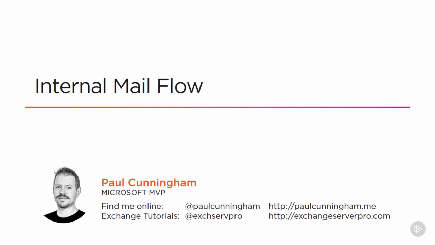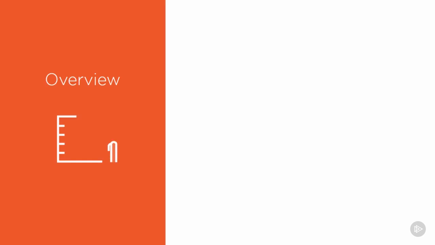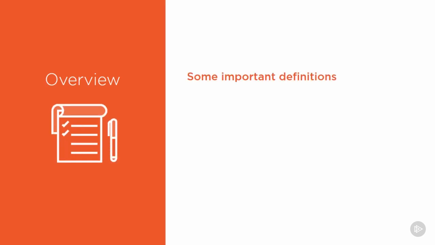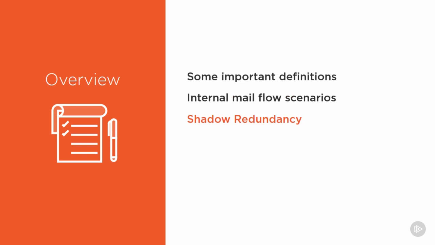First, we're going to look at internal mail flow. And to get things started, I'm just going to go through a few important definitions that you'll need to understand and keep in mind as we go through this internal mail flow module. Then we'll take a look at some internal mail flow scenarios. We'll dive into features such as shadow redundancy and safety net, and then take a look at how receive connectors work. The first definition to understand is routing destinations.